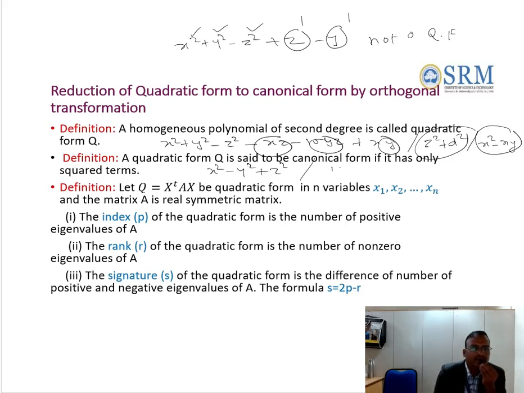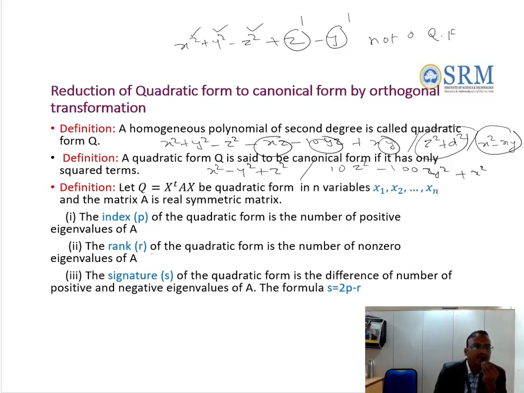Another canonical form is 10 z square minus 100 y square plus x square. This is another canonical form. We have all the terms as squared terms, so this is a canonical form. Right. So next we are going to see some basic definitions regarding the quadratic form, that is index, rank, and signature of the quadratic form.